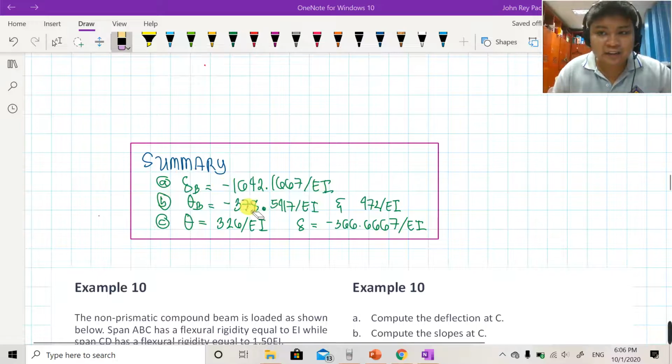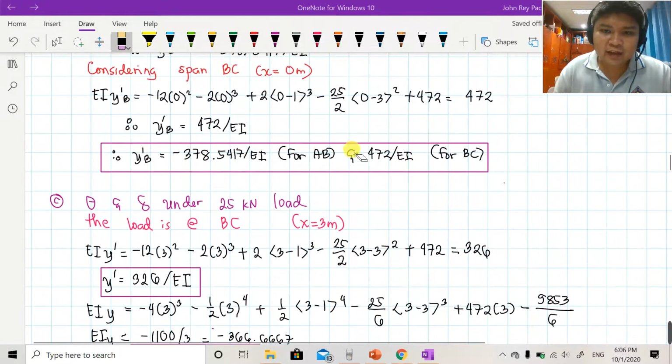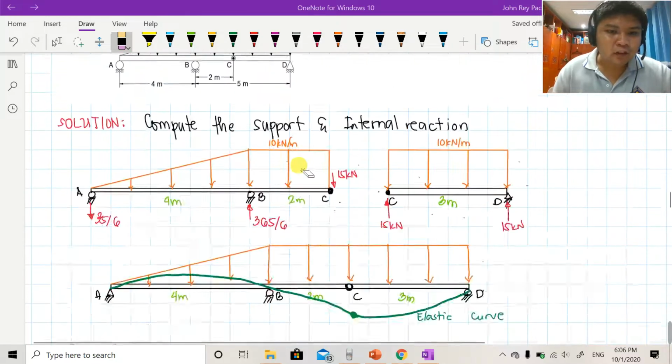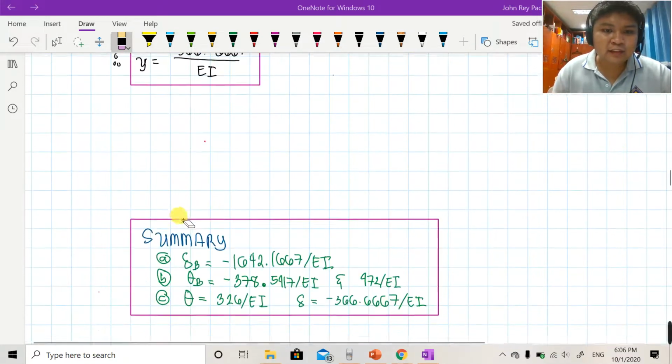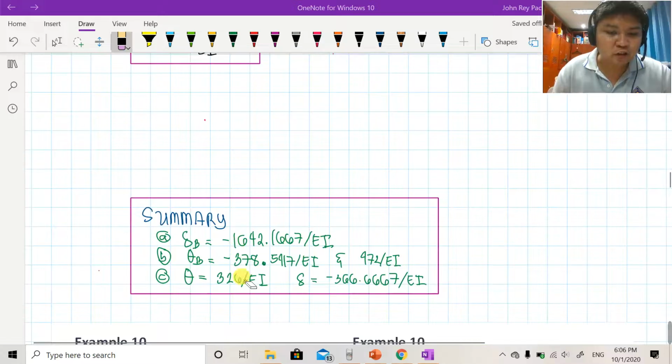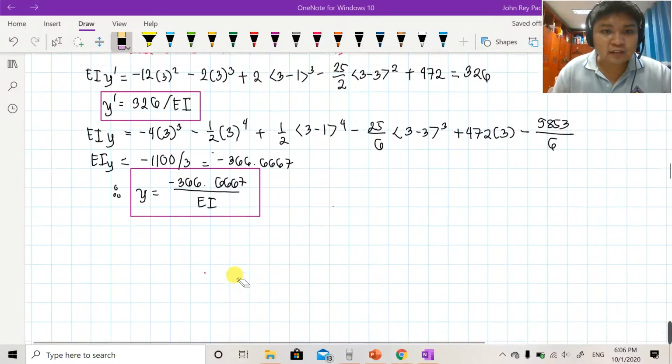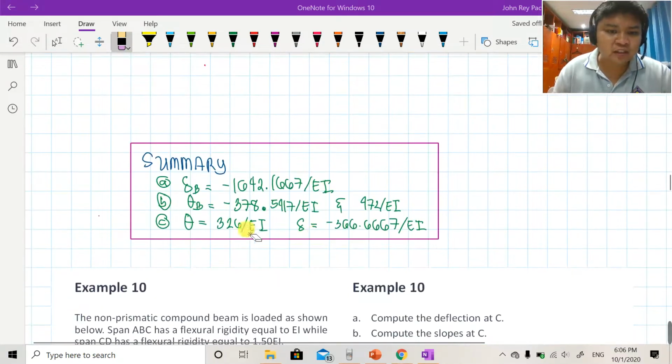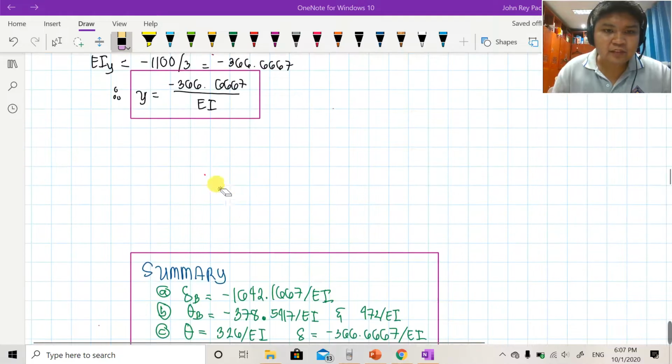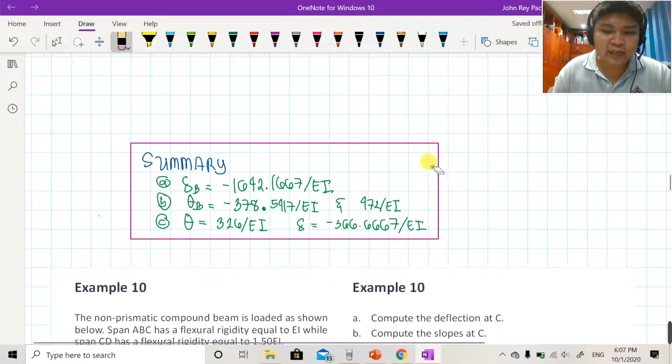Pangalawang tanong class, what are the slopes at B? So, dalawa nga siya, negative 378.5417 over EI and 472 over EI. Tama ba? Yes, may tama ka. Pangatlo, what is the slope and deflection at the point of 25 kilonewton load? The slope is 326 over EI while its deflection is negative 366.667 over EI. So ito na class, natapos na natin itong discussion natin.